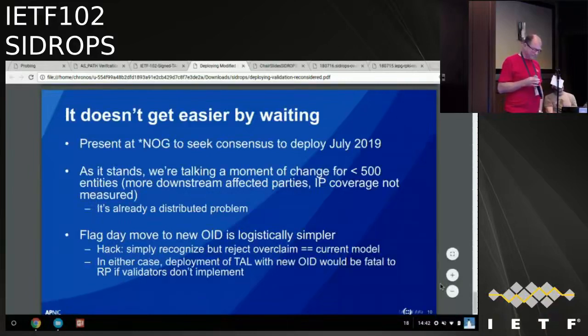Operators, I think it's good to reach out to the operator community, because they should think about this. Do we want to be impacted by this or not?